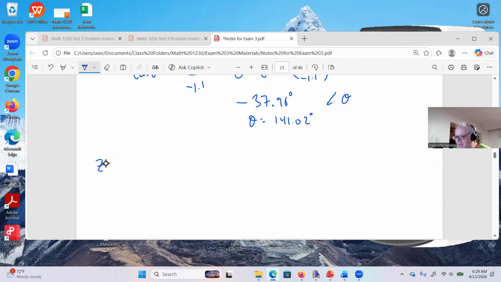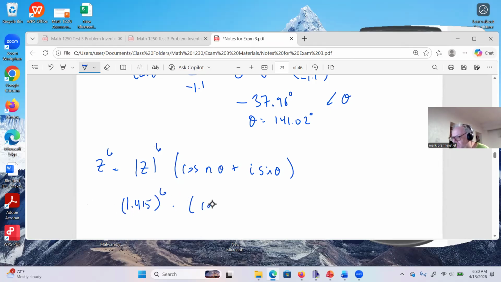So we're going to say that we have z to the 6 is equal to the absolute value of z to the 6 times cosine of n theta plus i sine n theta. Okay, and we'll figure that out. So this is going to be 1.415 raised to the sixth power times cosine of, what is it, sixth power? 6 times 141.02 plus i sine 6 times 141.02.